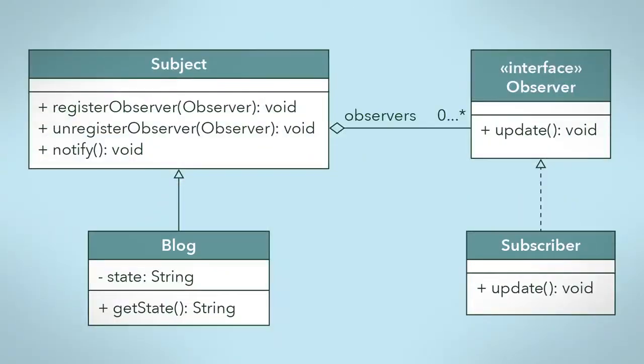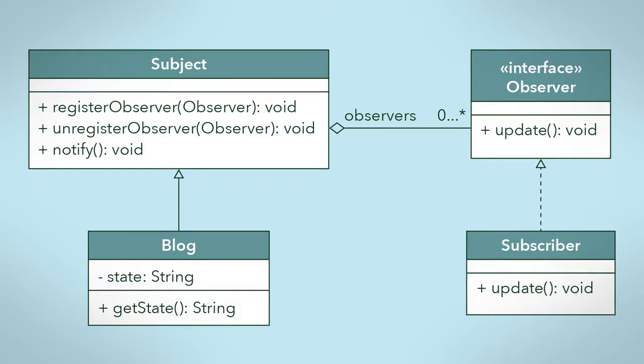In this UML class diagram, the subject superclass has three methods: register observer, unregister observer, and notify. These are all essential for a subject to relate to its observers. Specifically, the blog subclass of subject would inherit these methods to subscribe, unsubscribe, and notify its subscribers.